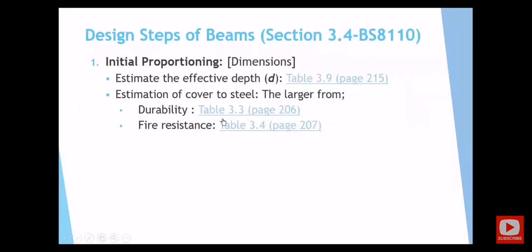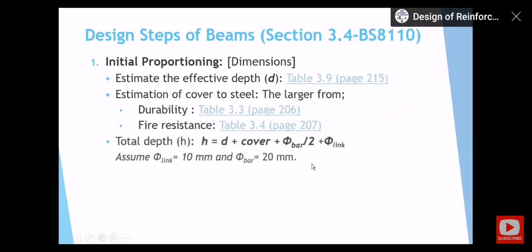So once you calculated the cover from durability and the cover from fire resistance, you will take the larger of both of them. This will be the cover that you are going to use. Then to find the total H, H equals D, the effective depth that you calculated from table 3.9, plus cover, the larger from these two values, plus phi bar divided by 2, half diameter, plus phi link. In the beams, we have an additional link, which was not there when we were designing for slabs. So for beams, we add phi of the link.